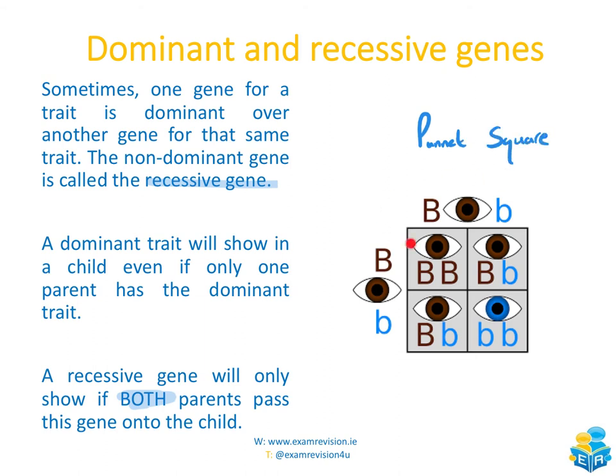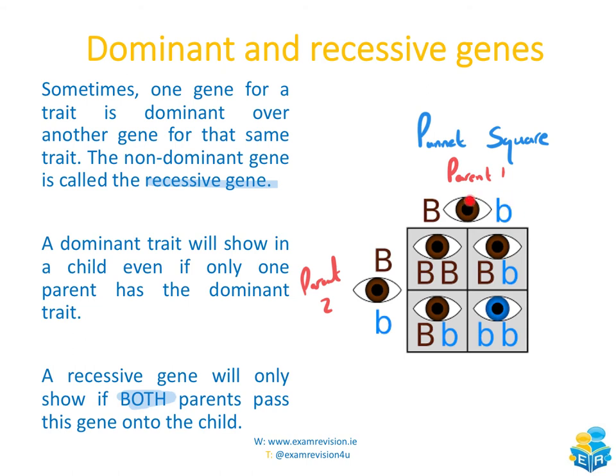So here's one parent. We could say that's just parent number one. Don't know if it's the mother or the father. We'll just call it parent one. And parent two is here at the side. So parent number one has two copies of the gene. One of them is for brown, one of them is for blue. Parent two also has two copies, one for brown, one for blue. Now the reason both parents end up with brown eyes is because brown is dominant over blue.